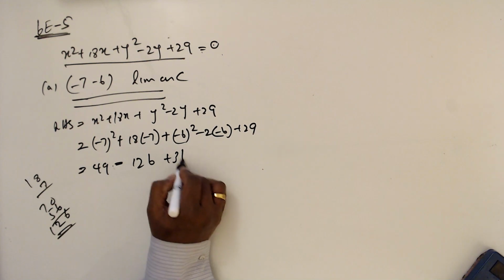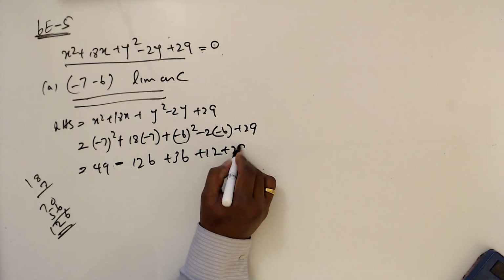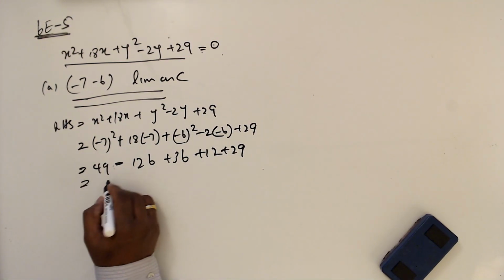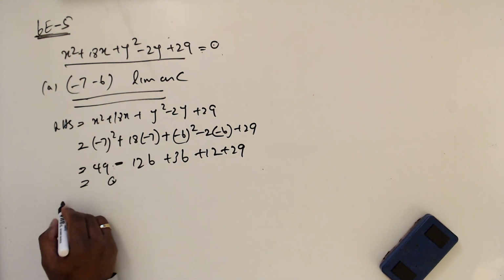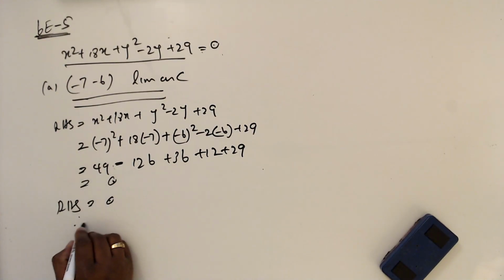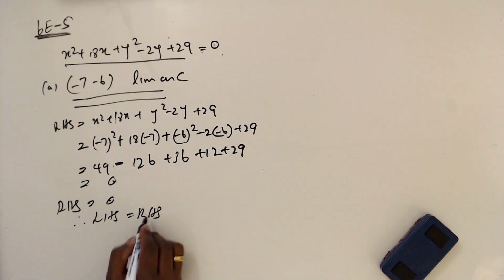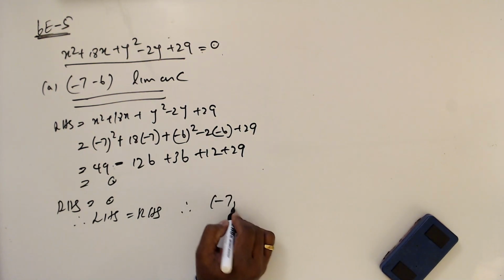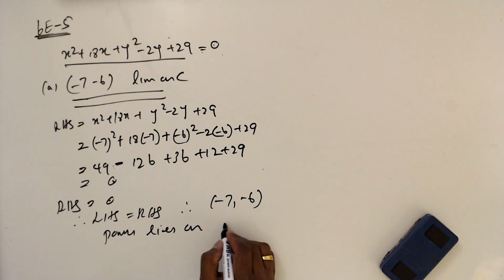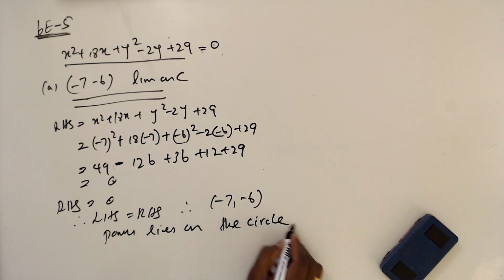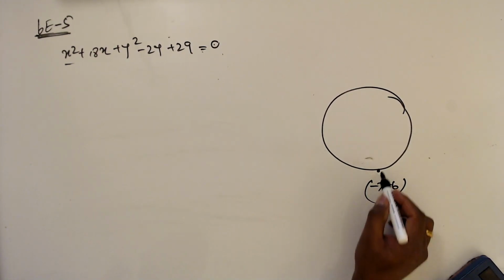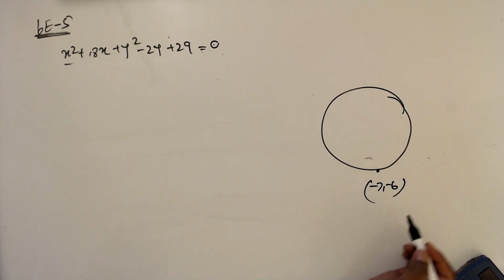Then this is plus 36. This is plus 12 plus 29. Value is 0. Right hand side of this equation is 0. Hence LHS equals RHS. Hence the point (-7, -6) lies on the circle. Now this point (-7, -6) is on the circle.